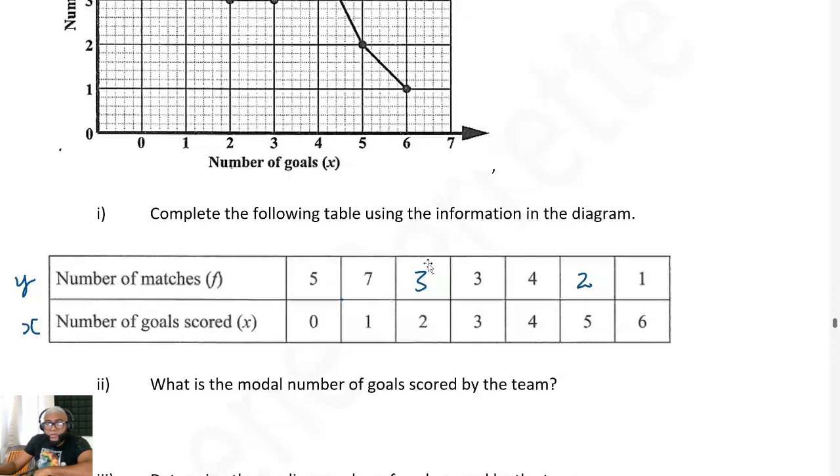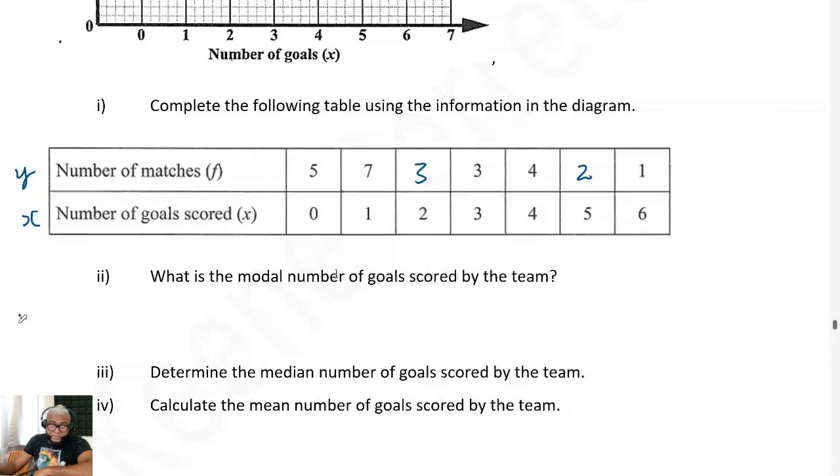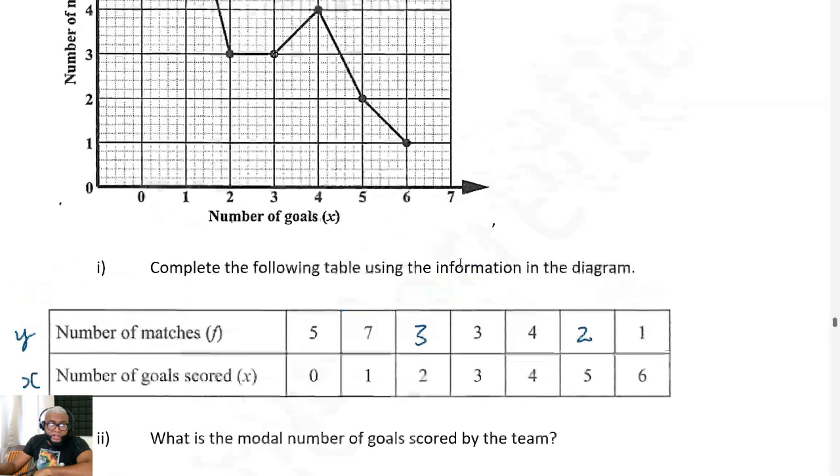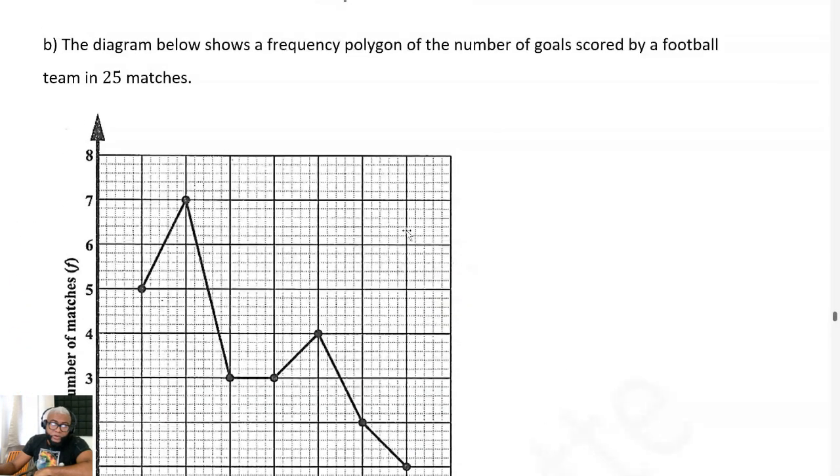3 matches with 2 goals scored, 3 matches with 3 goals, 4 matches with 4, 2 matches with 5, and only 1 match with 6 goals. So if I want the modal number of goals scored by the team, it will actually be 1.